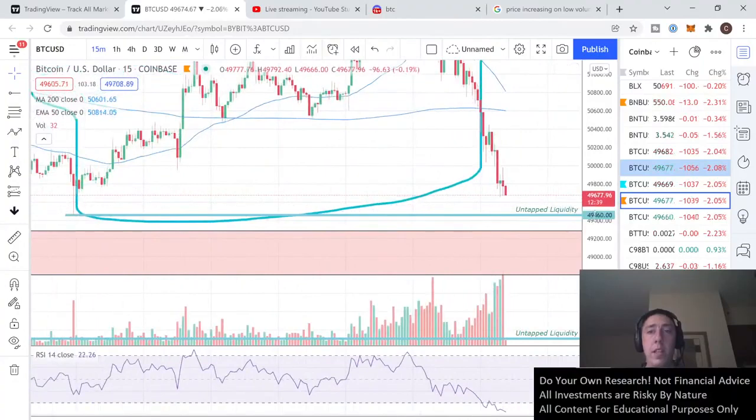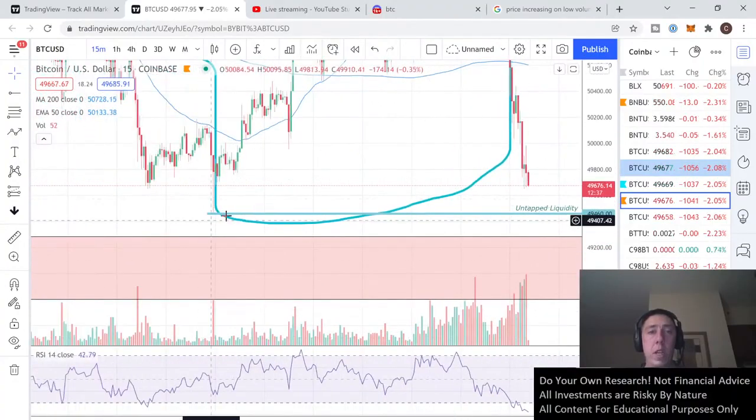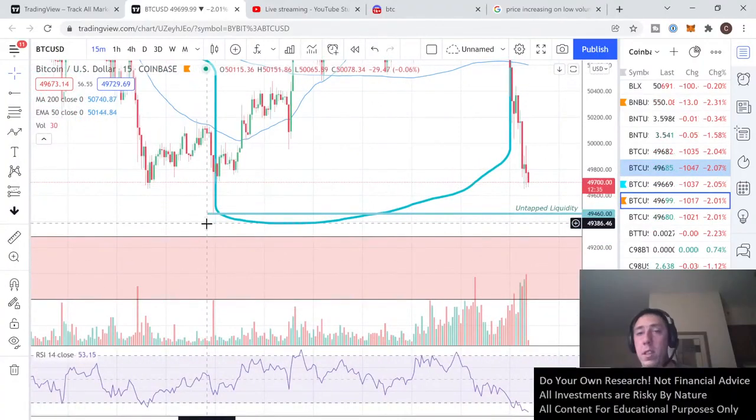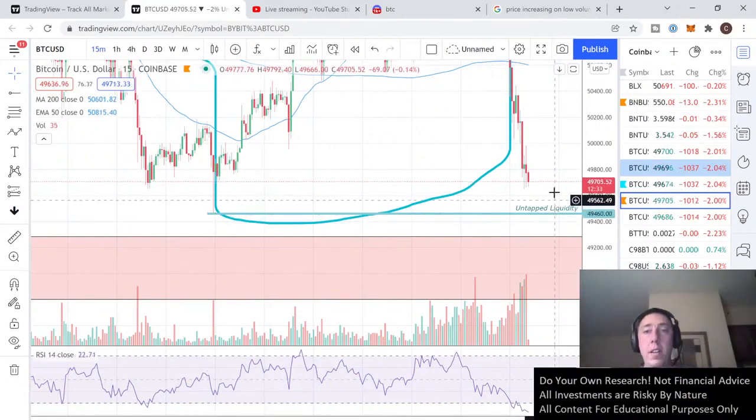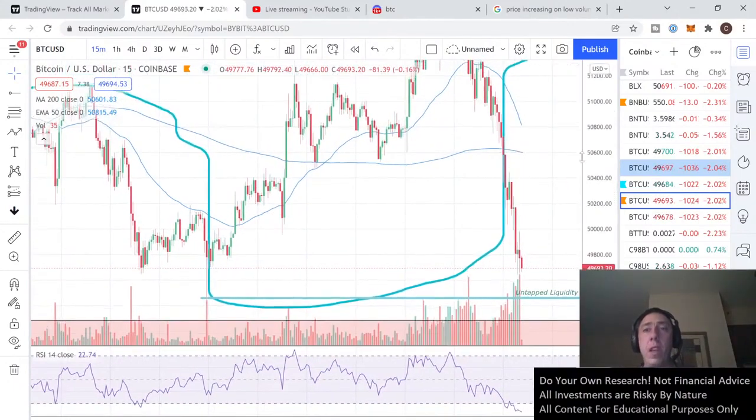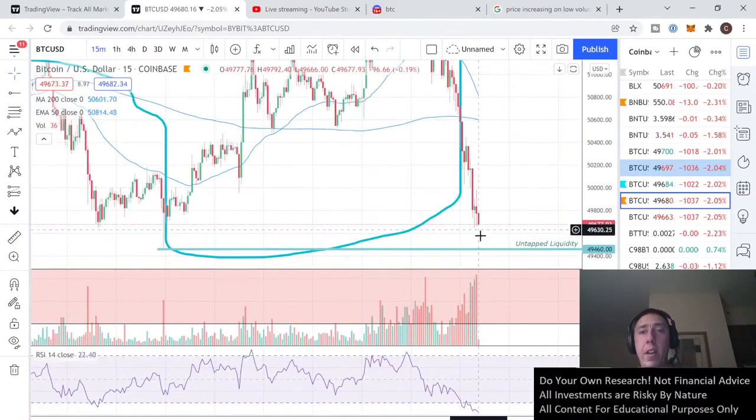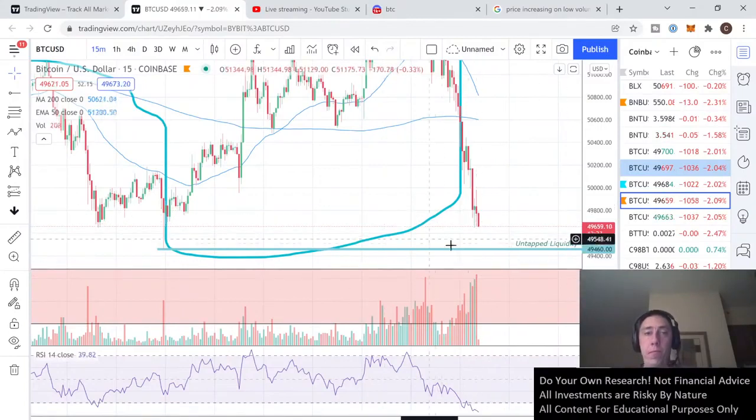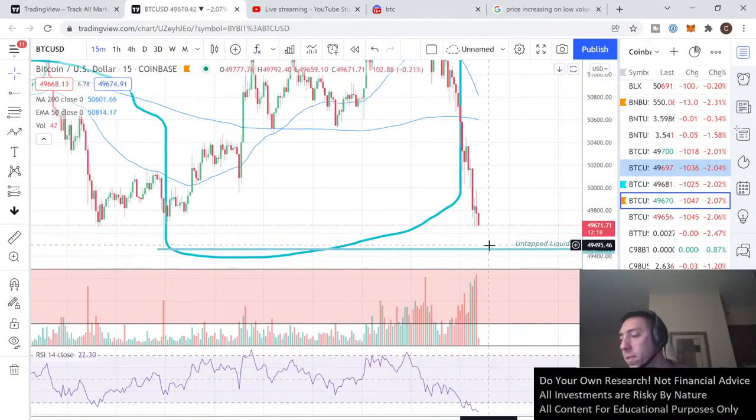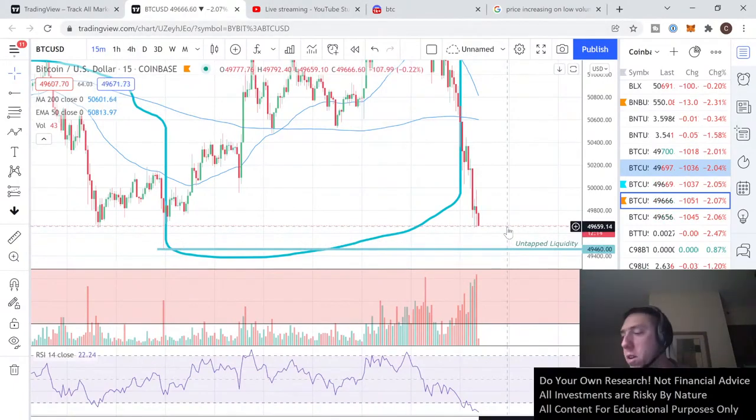Right? You see this? So what is this? Untapped liquidity. The downside, right? So as this price comes back down in here, when it hits it, what are we doing? Are you buying here? What are you doing at this point? How would you play it? Tell me how you guys would play this.